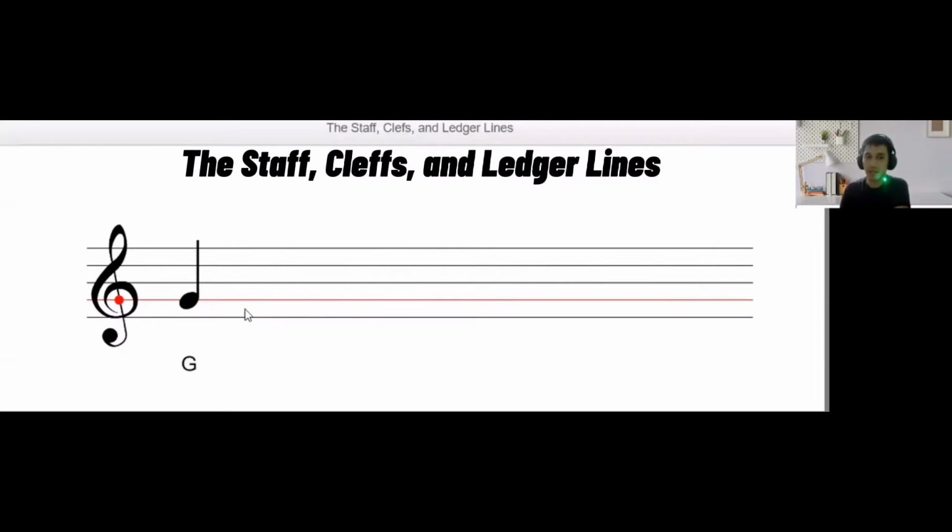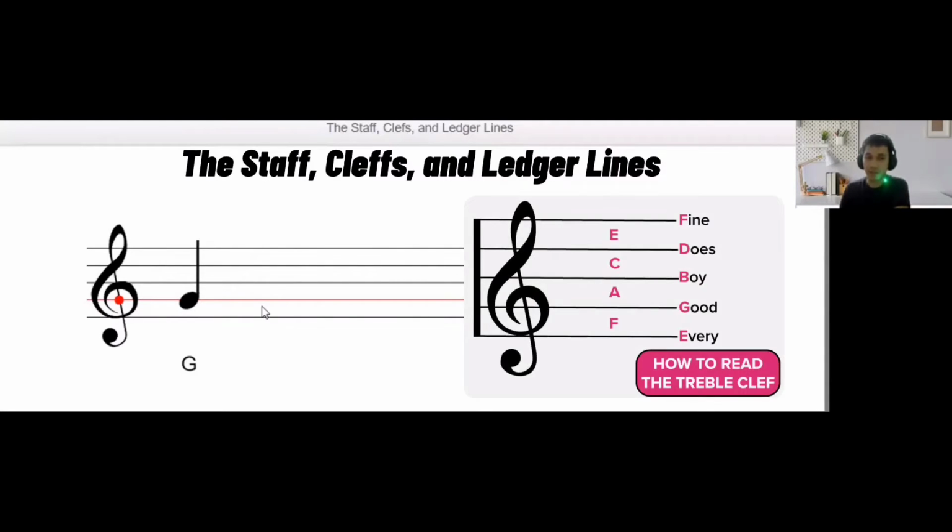For the lines, we have E, G, B, D, F, or the acronym Every Good Boy Does Fine. However, for the spaces, we have the letters F, A, C, and E, which spells FACE. The note on the space above G is A.